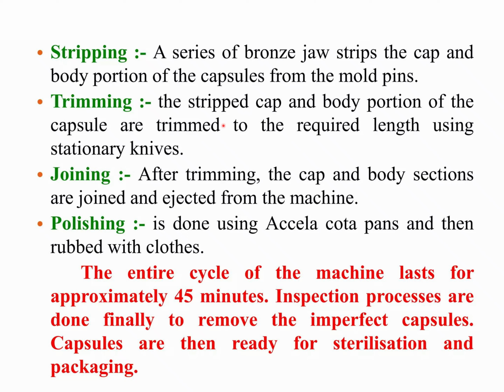Then trimming. The stripped cap and body portions of the capsule are trimmed to the required length using stationary knives. Joining. After trimming, the cap and body sections are joined and ejected from the machine. And lastly, polishing is done using Accela-Cota pans and then wrapped with cloths. The entire cycle of the machine lasts for approximately 45 minutes. Inspection is done finally to remove imperfect capsules. Capsules are then ready for sterilization and packaging.